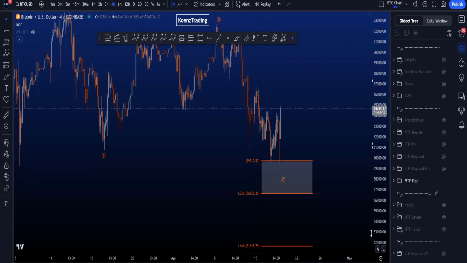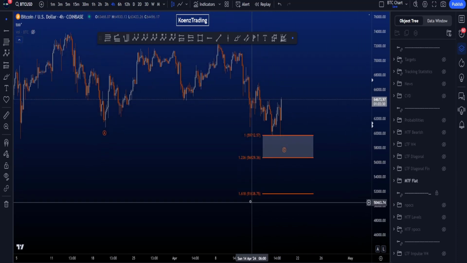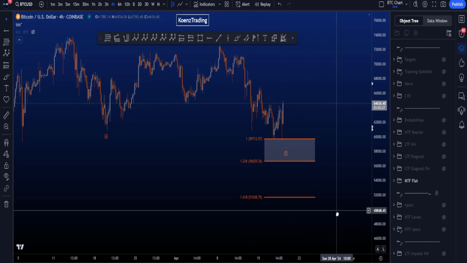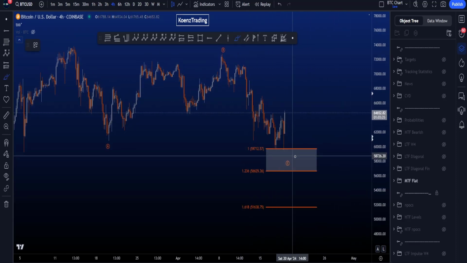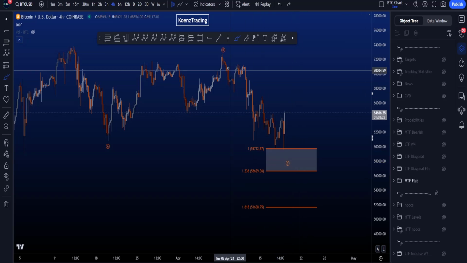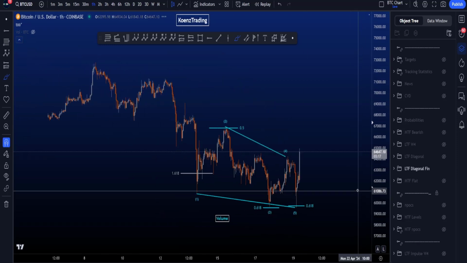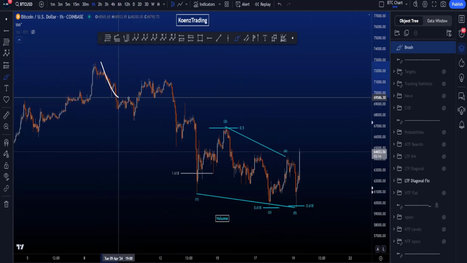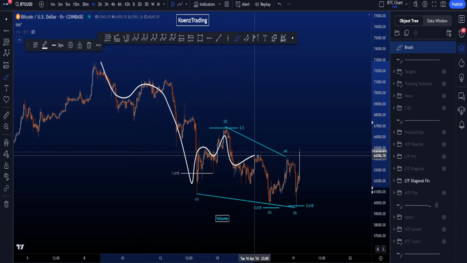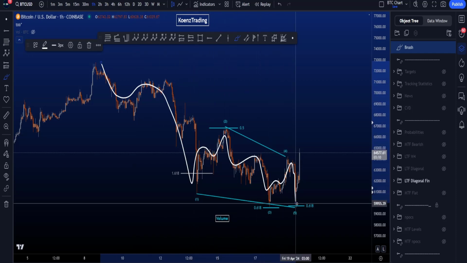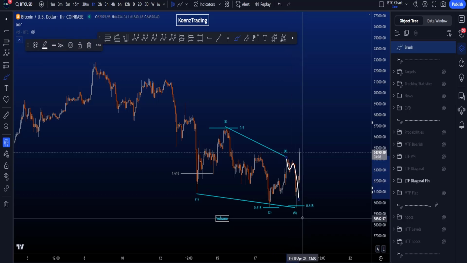here has been hit twice. The extension target is the 1.618 at 51.6k. Inside this wave C, we are then looking for a 5-wave structure to the downside, and the first structure that I like to show you is a finished diagonal where we have our wave 1, 2, 3, 4, and then eventually a wave 5, a 3-wave structure here in the end.